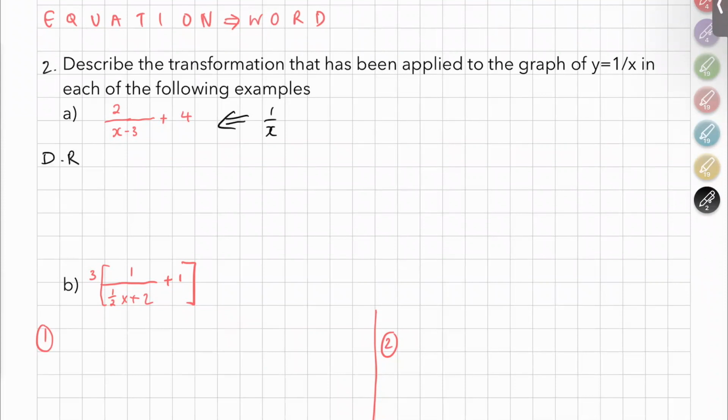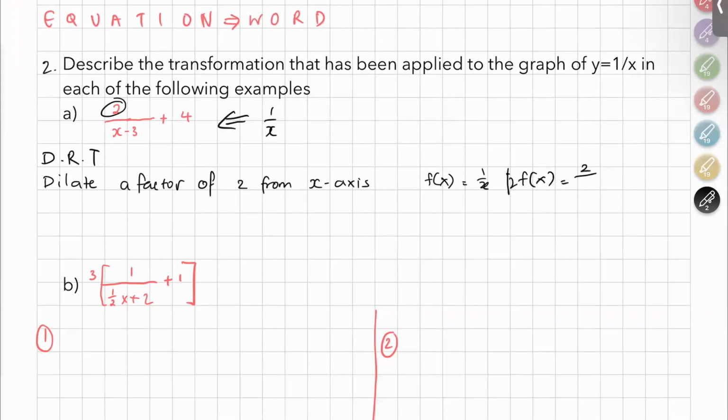We always follow the order, Dr. T, which is dilation, reflection, and translation. So I can see the most obvious dilation is 2 times the whole function. So we have dilate a factor of 2 from, since it's timesing the whole function, from the x-axis. So what we're doing essentially is we're doing f of x equals 1 over x. And then what it becomes is we are applying 2 f of x, so it becomes 2 over x.